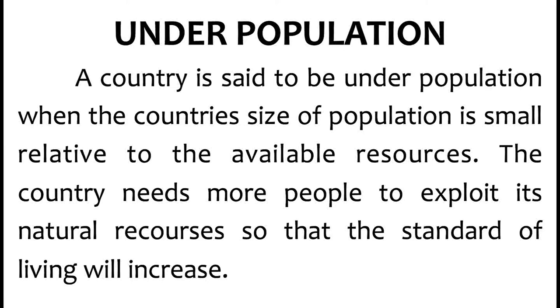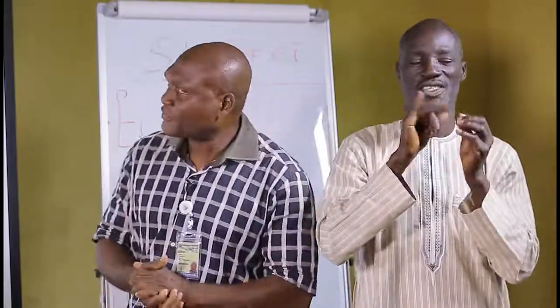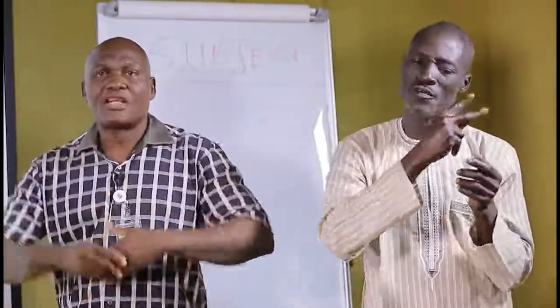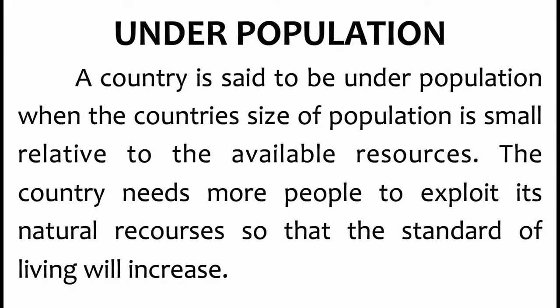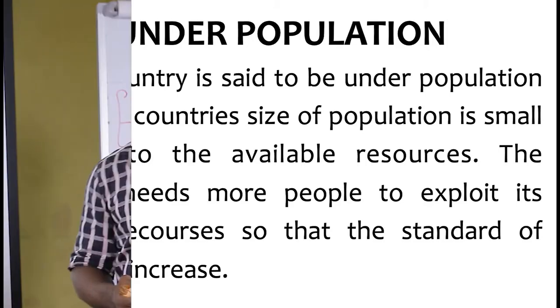Number 2, underpopulation. What is underpopulation? Or what do we mean by underpopulation? A country is said to be underpopulated when the country's size of population is small relative to available resources. The country needs more people to exploit its natural resources so that the standard of living will increase.